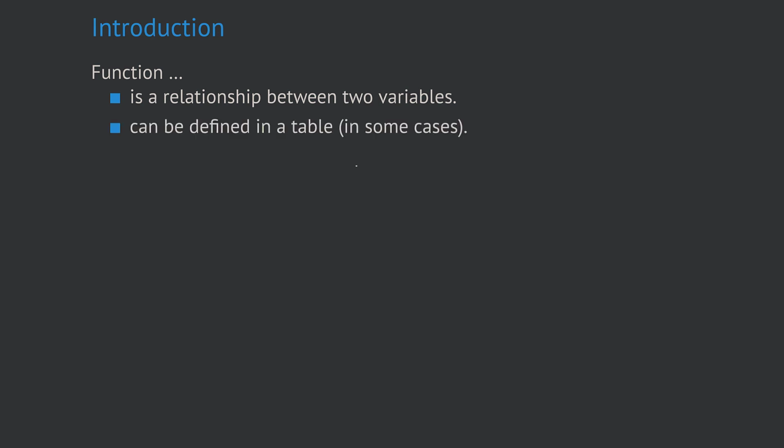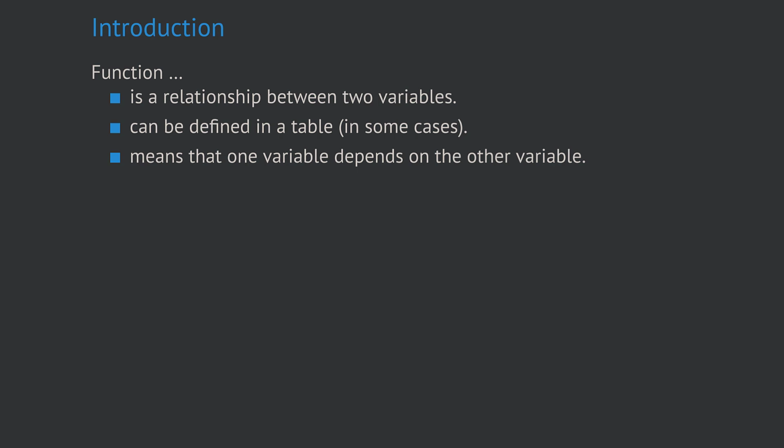In some cases, we can define a function with a table. That means for each value of the first variable, we can write down the value of the second variable. Provided that it is possible to write down all values of the first variable in a table, that table completely defines the function.